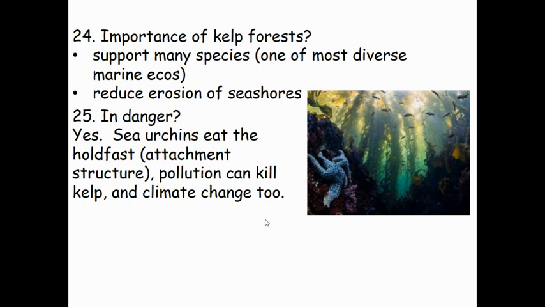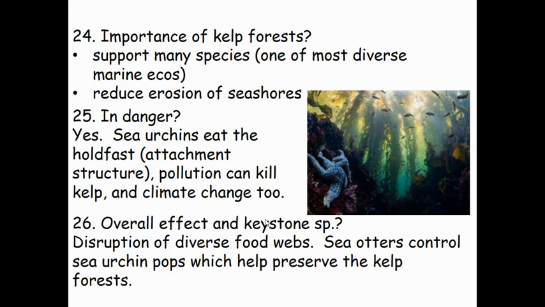Okay. Yes, they are in danger. So the holdfast is the structure on the bottom of the kelp. So sea urchins eat that, and pollution also kills kelp. Climate change is influencing them. So obviously, if these organisms are gone, it's going to throw some chaos into the food web. Sea otters are also another keystone species that help reduce the population of sea urchins, which help protect the kelp. So the kelp like the sea otters.